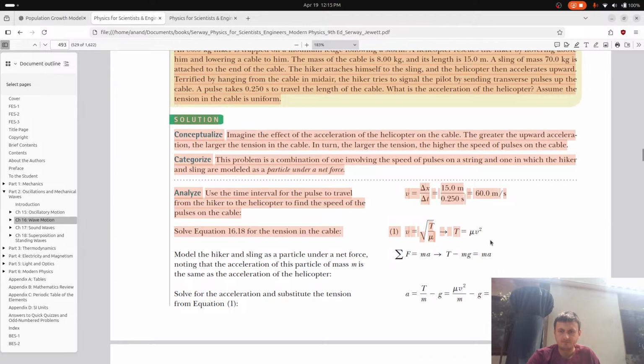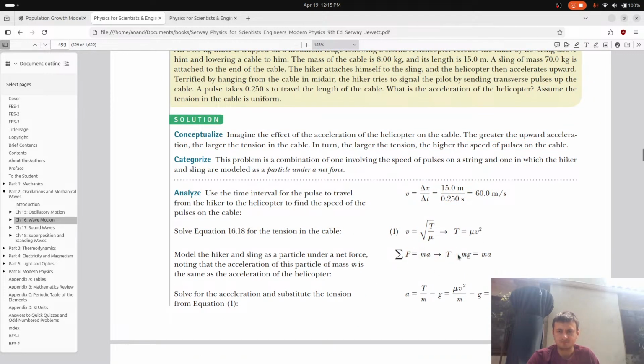Yes, we know the wave speed when we want to find the tension. Oh, right, right. Okay, I get it. Yeah, that's how you model. So the sum of the forces is equal to F net, which is equal to the mass times the acceleration. The mass of the hiker and the sling, so this is the 150 kilograms.